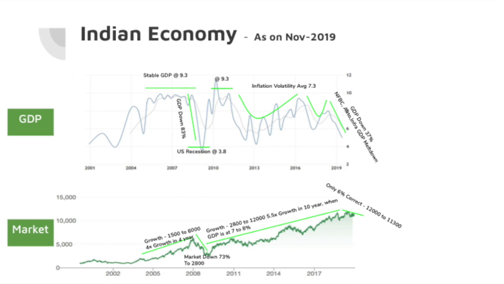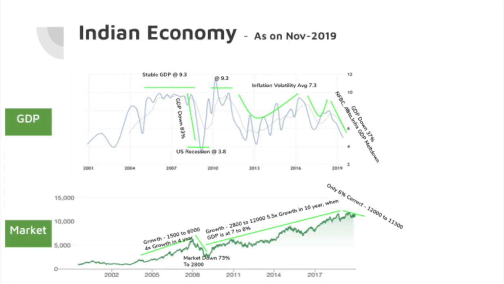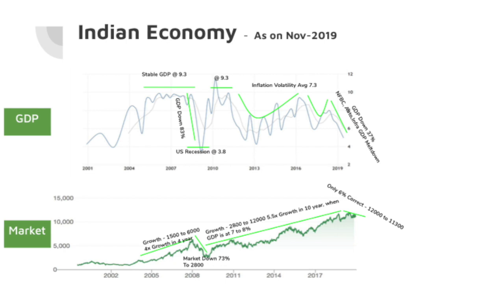After 2008, if you just see, there is a big dip in both the market and the GDP, right? That's due to global factors where we had the US recession, right? Lehman Brothers had a problem, and the US went into recession. Our GDP dipped from 9.3% to 3.8%, and that also reflected on the market, right? Our market was actually 73% down. It was down to 2,800 points, that is from 6,000 points to 2,800 points, right?